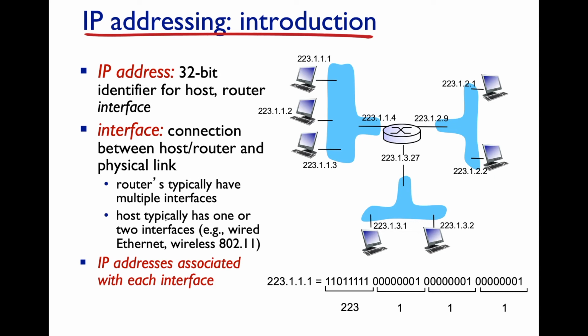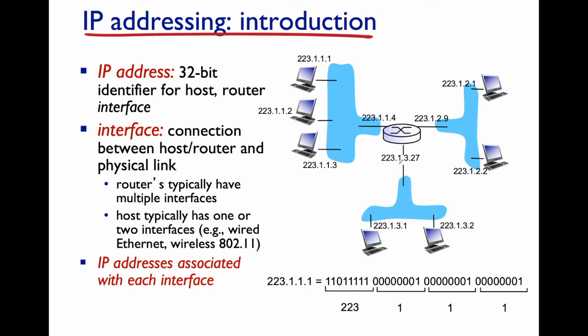Down at the bottom, we have an IP address in base 10, so it's 223.1.1.1. So we have 223 in base 10, 1 in base 10, 1 in base 10, and 1 in base 10. And so here in this diagram, we have an example network, and we see here we have very stylized numbers, 223.1.1.1, 223.1.1.2, 223.1.1.3, and so forth.